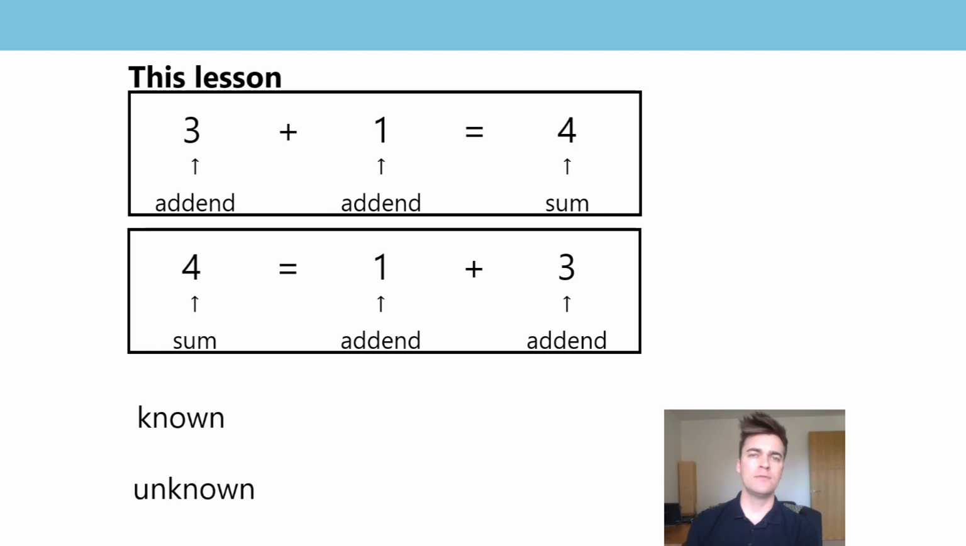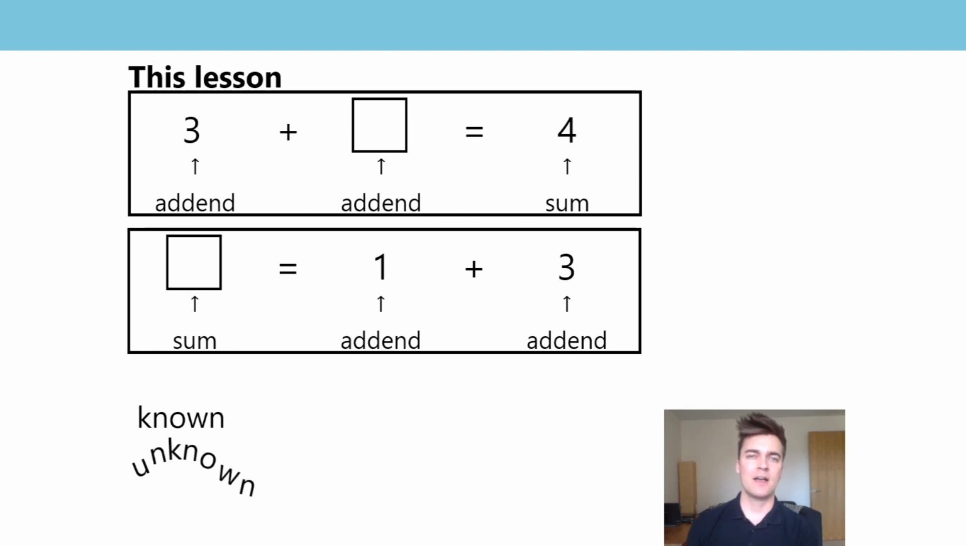We're also going to use the words known and unknown. Right now, all of the addends and sums are known. But now, this addend is unknown. And this sum is unknown. In this lesson, look carefully at the equations and whether or not there is a known addend or a known sum or an unknown addend or unknown sum.